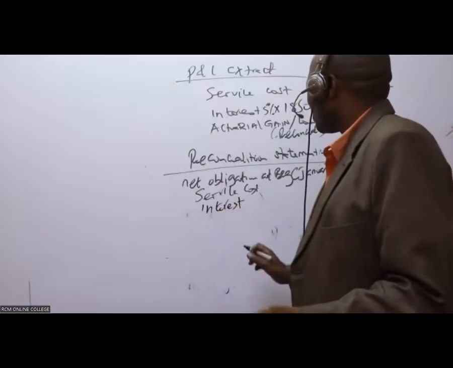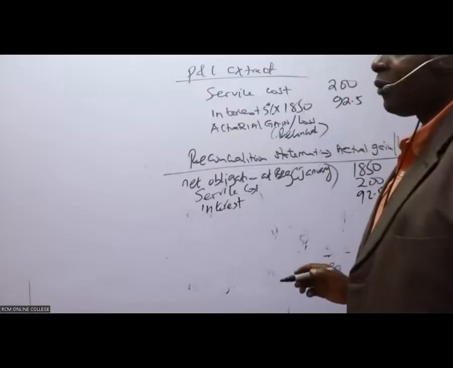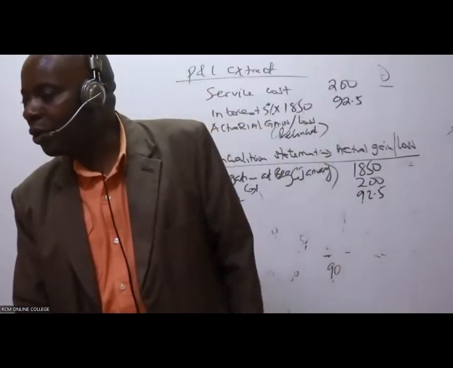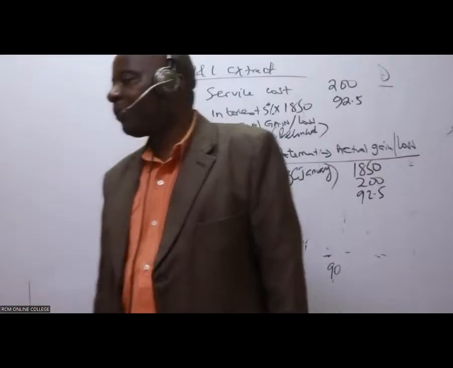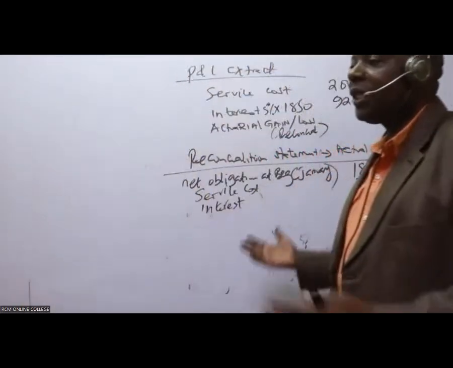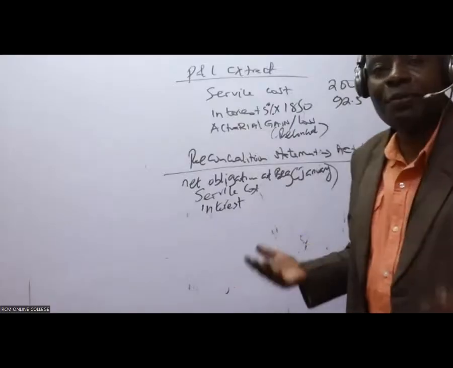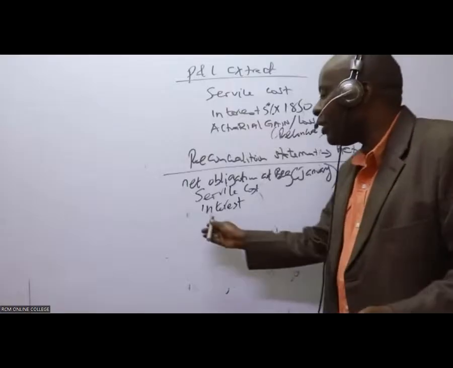The interest earned, you already have the figure, which is 92.5. What else am I going to work with? Is this everything? The contribution received, yes. Contribution received, now we know the effect.